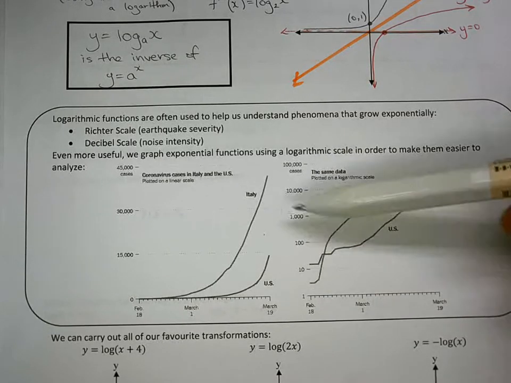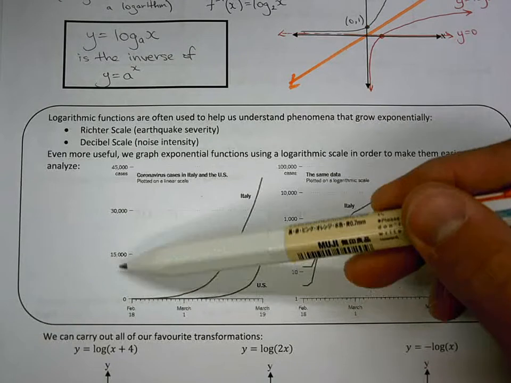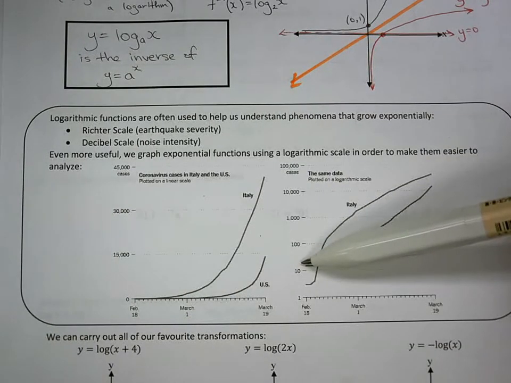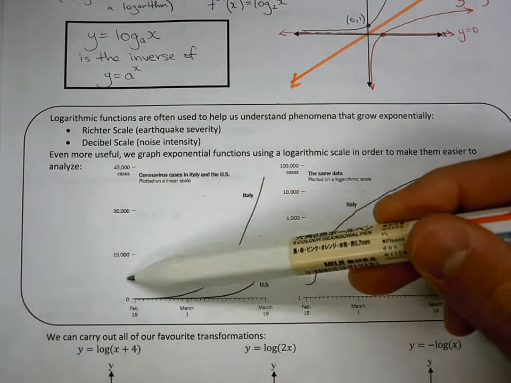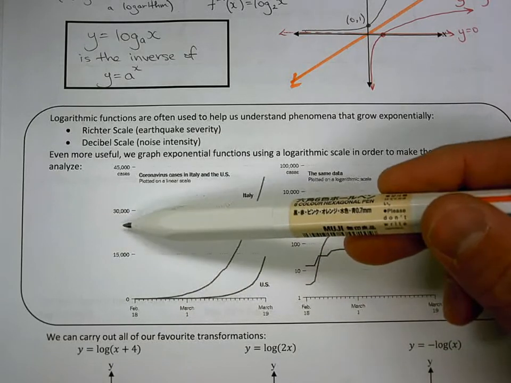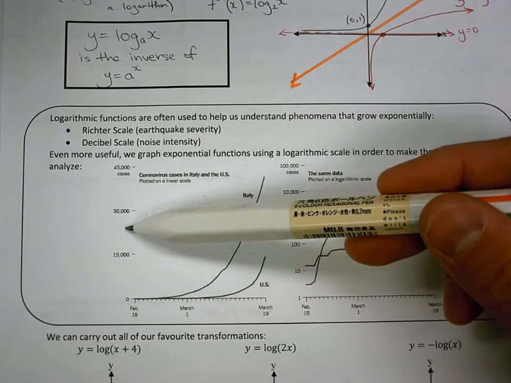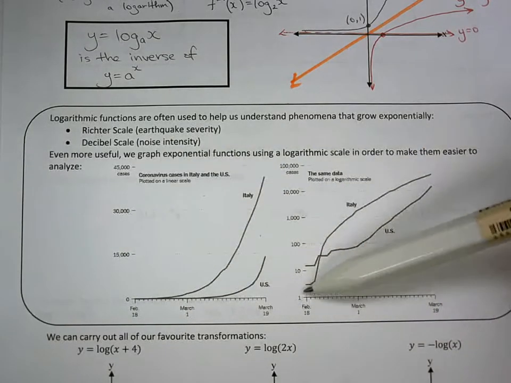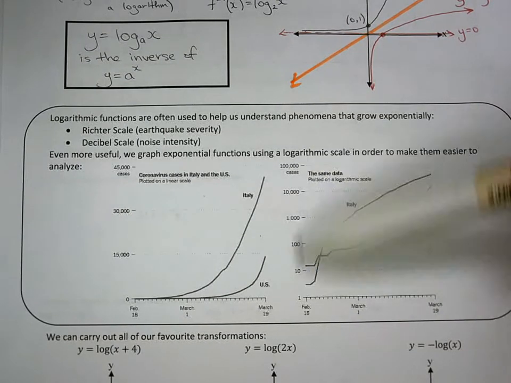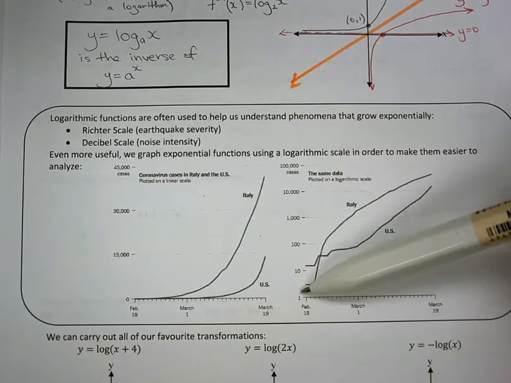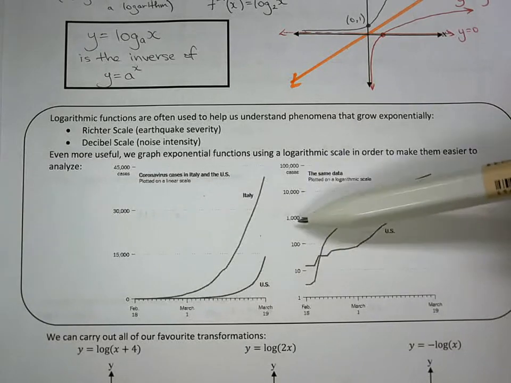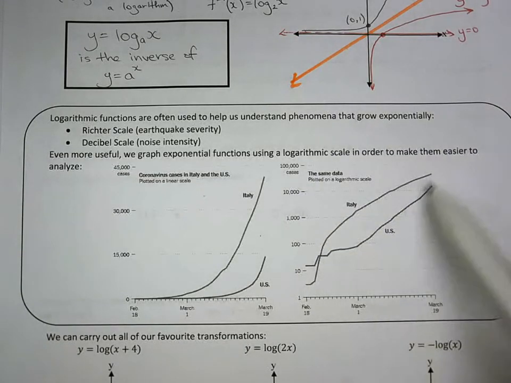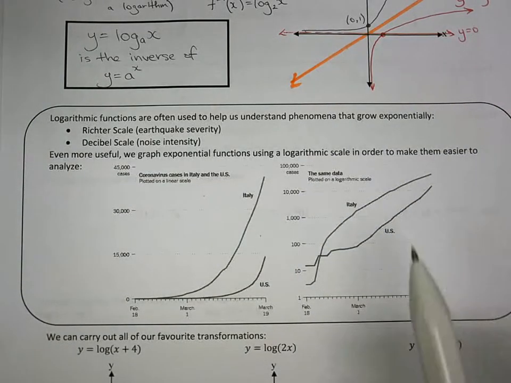So this is a log scale. I've taken these numbers and I've logged them base 10. What's the logarithm of 100 base 10? It's 2. What's the logarithm of 10,000 base 10? It's 5. So each one goes up by a different amount, but once I've logged it, now the data looks different, and the data gives me a lot more information.